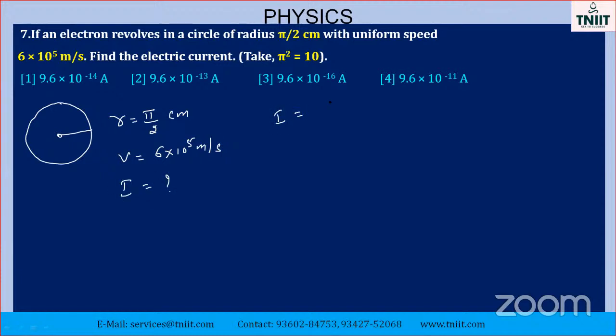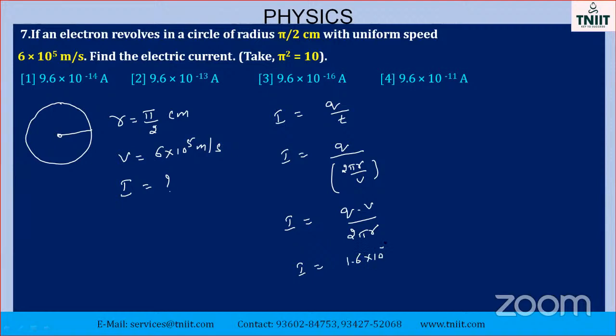Students, you know that current is nothing but the rate of flow of charge, Q by T. Time can be taken as distance by velocity, so 2 pi r by V. So I is equal to charge into V divided by 2 pi r. The charge Q is 1.6 into 10 power minus 19. Velocity is given as 6 into 10 power 5, divided by 2 into pi, which I will keep as it is, into radius, given as 5 by 2 centimeter. So this 2 and 2 will get cancelled out.